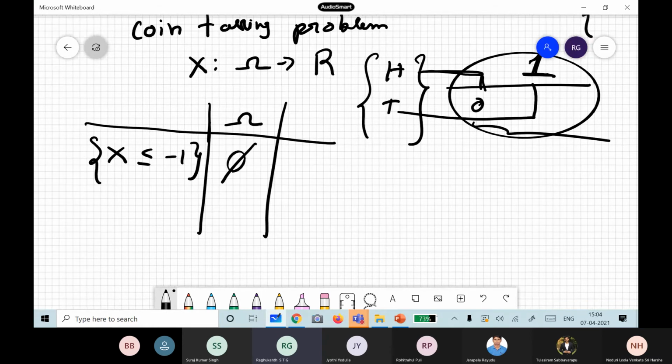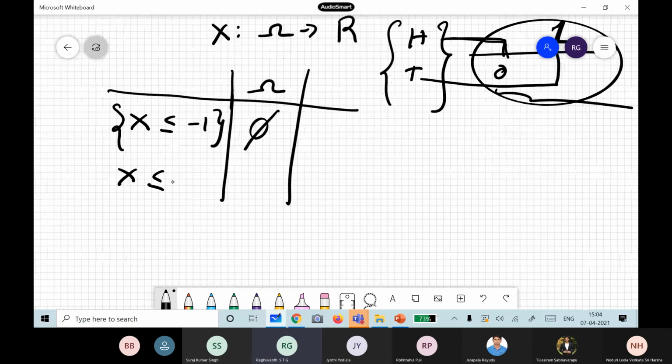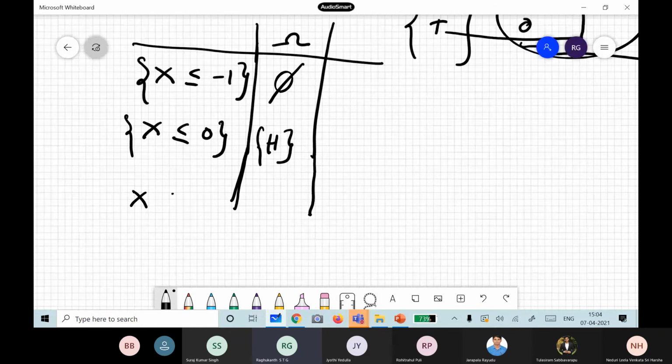You followed. So now when x is less than or equal to 0, what is in the sample space? Tell me what is in the sample space? Head. Head is there actually. You follow. Now x less than or equal to 0.5, what is there? Head only. You followed, right?